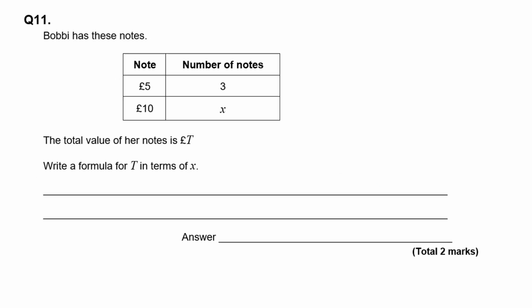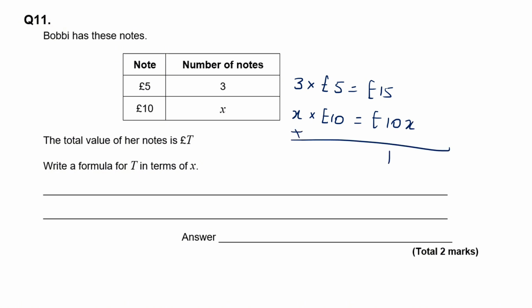Question 11. Bobby has these notes. We've got 3 lots of £5, X lots of £10. The total amount they have is going to be T pounds. So 3 times £5 is going to give me 15. X lots of £10 is going to give me 10x. And the total of this is the total cost. So that means T is 15 plus 10x. So I'm just going to write it down here.